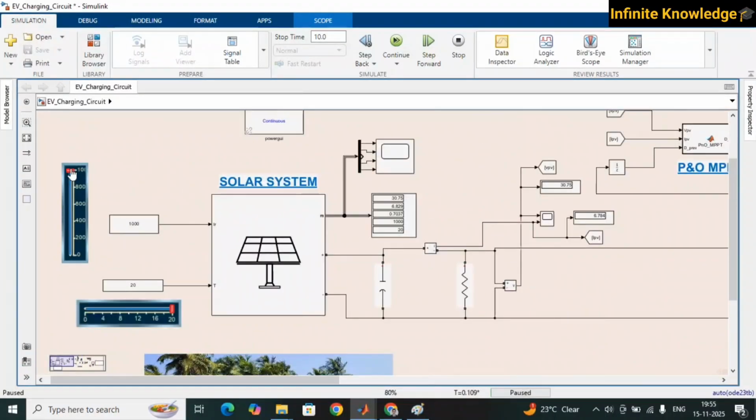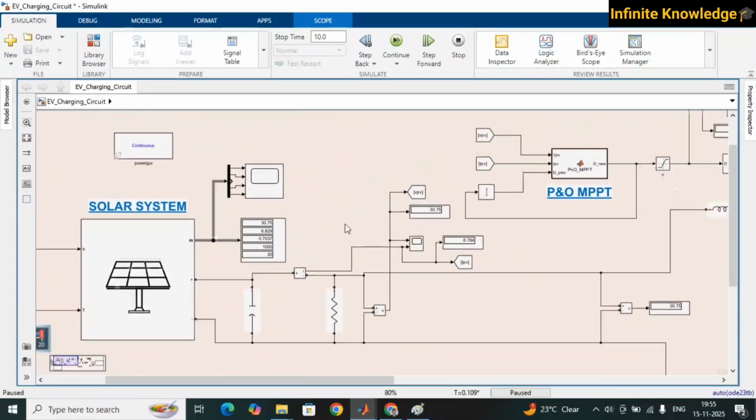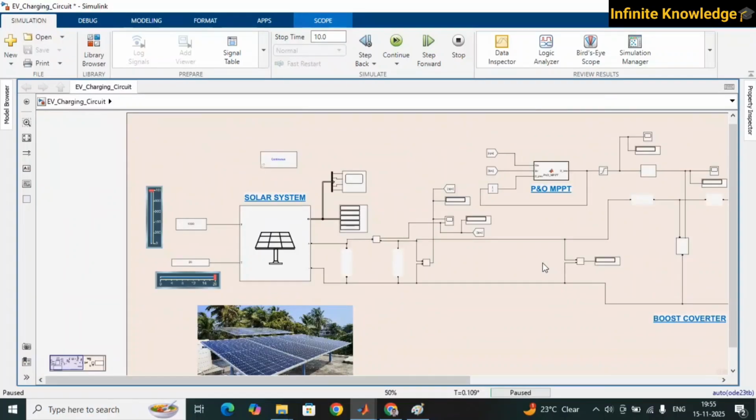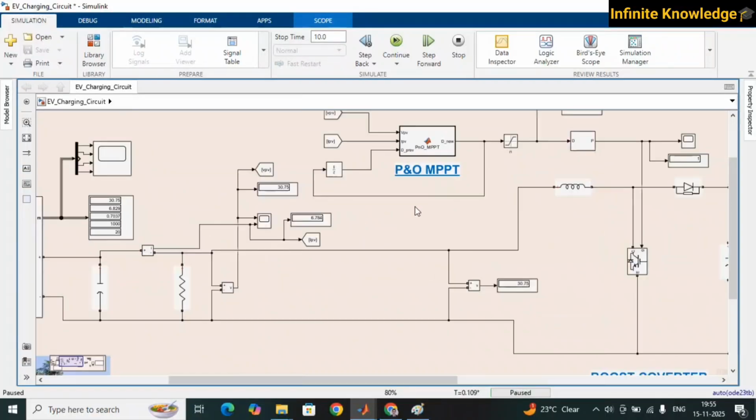You can change the slider. If the input is changed, the output is changed, voltage and current will change. You can see this is the voltage of your solar panel and this is the current of your solar panel, 30 and 6. And here I have used the MPPT, which is P and O type.